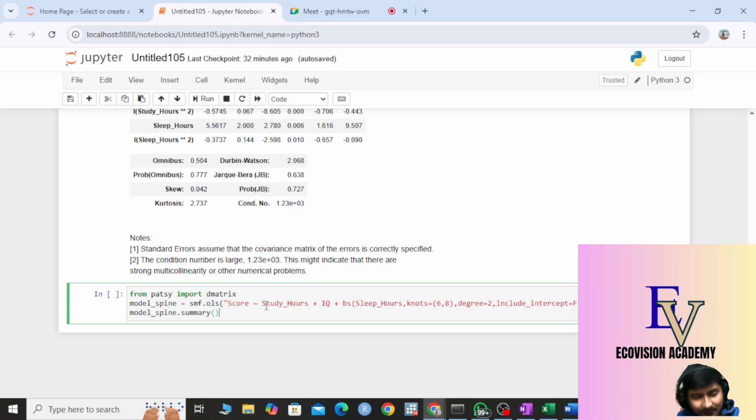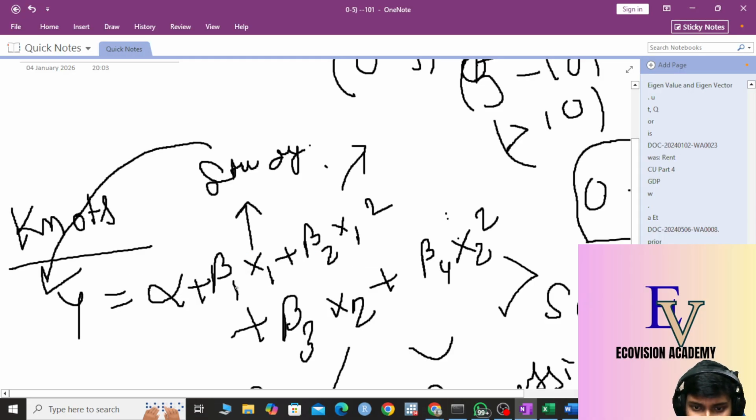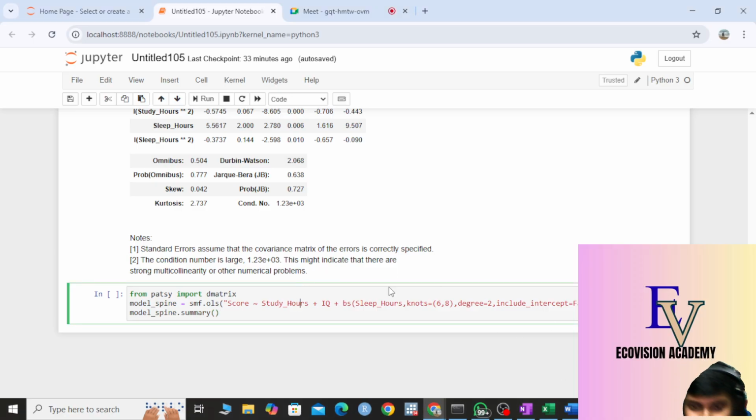No, it is basically like OLS, because we write the equation as y equals alpha plus beta 1 x1 plus beta 2 x1 square plus beta 3 x2 plus beta 4 x3 square. We write it like this. Now, score is our dependent variable, study hours is our independent variable. Okay. Now, sleep hours.